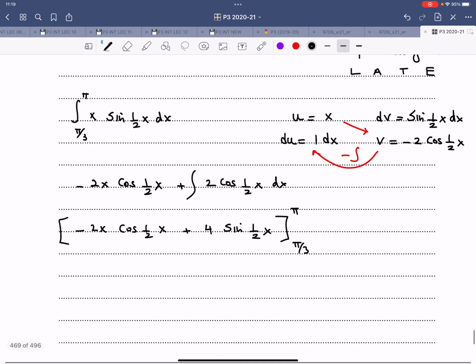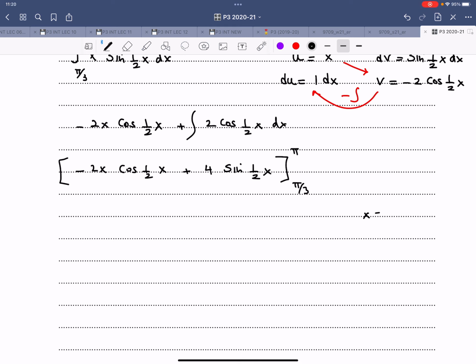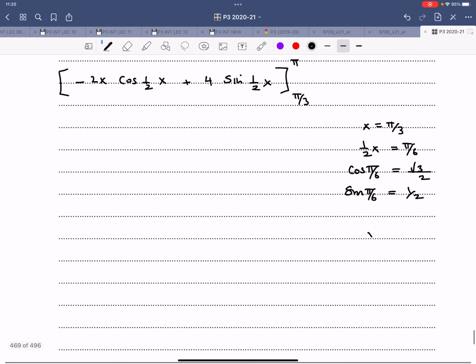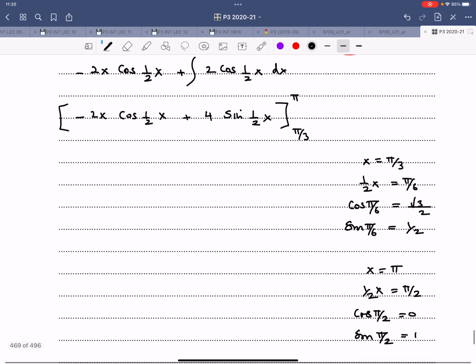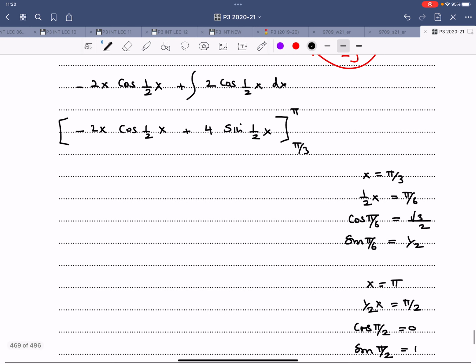Now remember, x is pi by 3. Therefore, half x is pi by 6. Therefore, cosine of pi by 6 is root 3 over 2. Sine of pi by 6 is half. That's the first thing. When x is pi, half of x is pi over 2. Cosine of 90 degrees is 0. Sine of 90 degrees is 1. So these are the four pieces of information that we need.